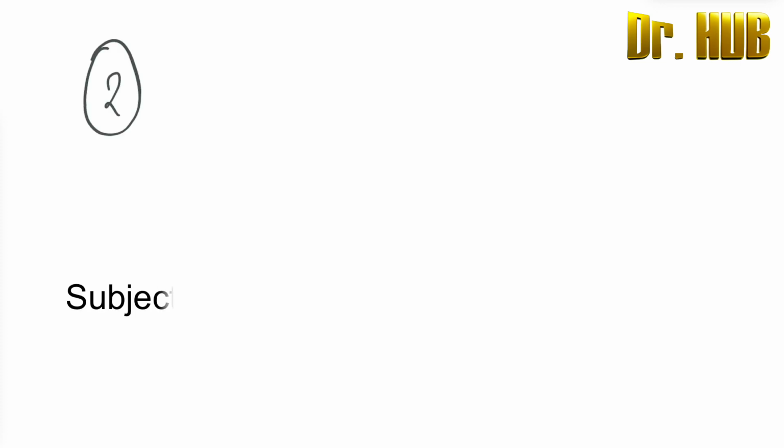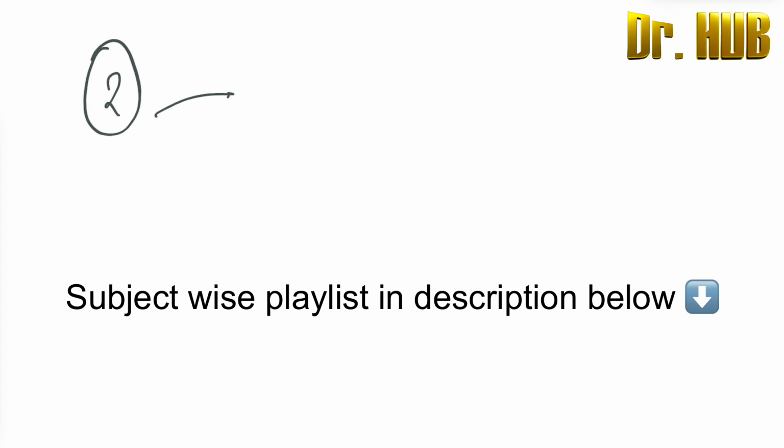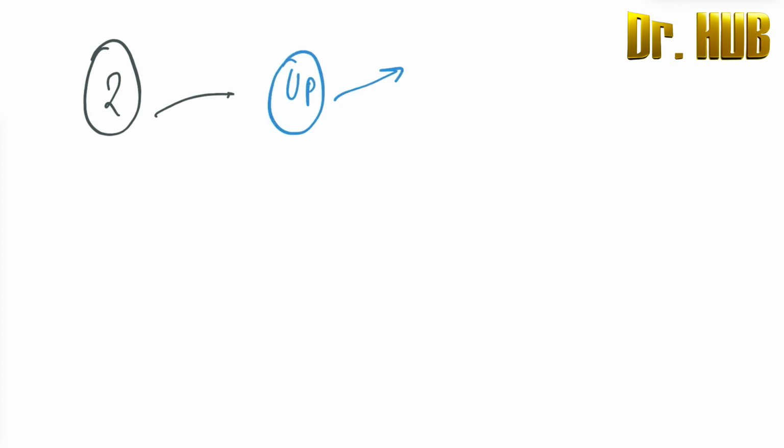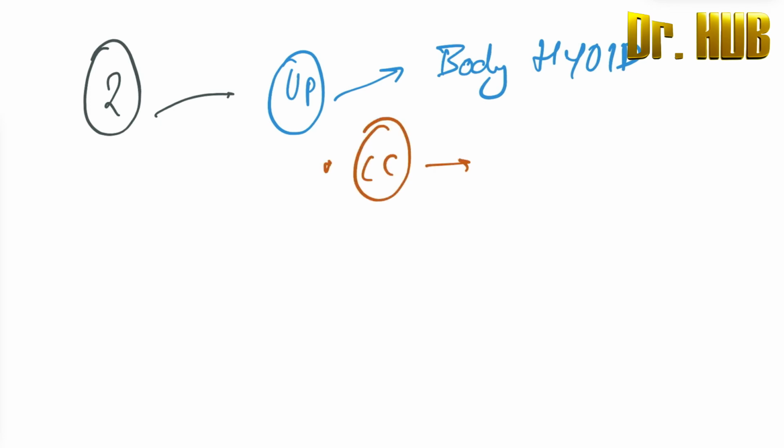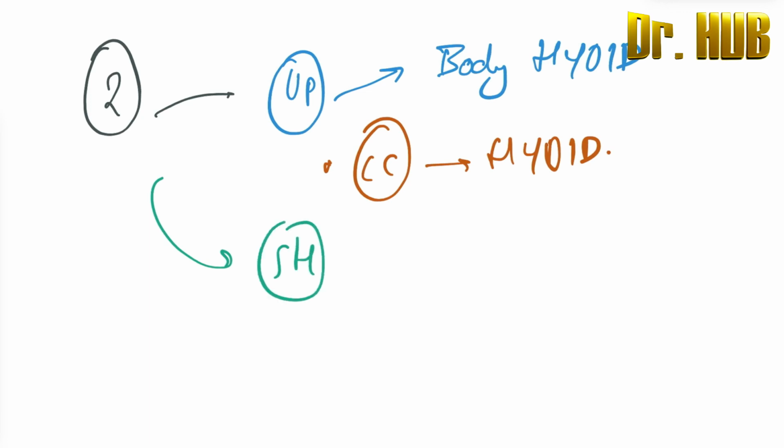So the second arch, if you see the derivatives, it includes the upper part of the body of the hyoid. Next, it also includes the lesser cornu, LC, of the hyoid. So the upper part of the body of hyoid. Second one is the lesser cornu of the hyoid. The third one is going to be the stylohyoid ligament.